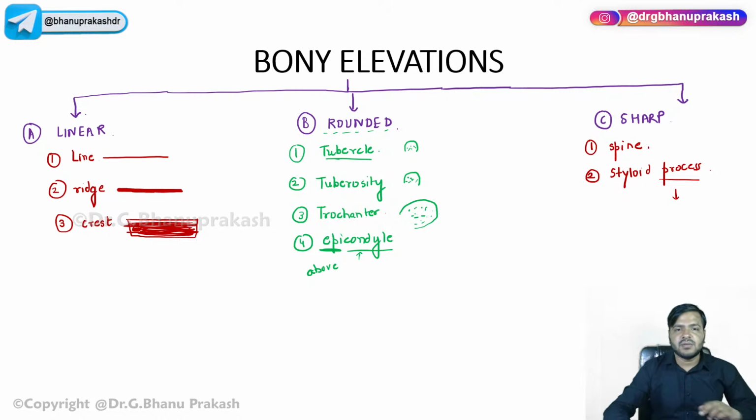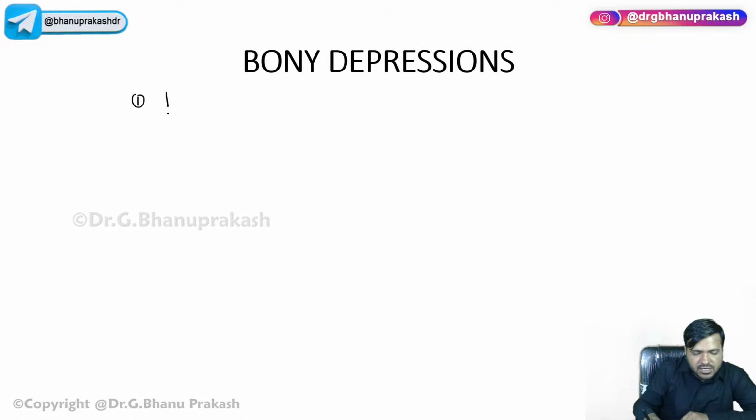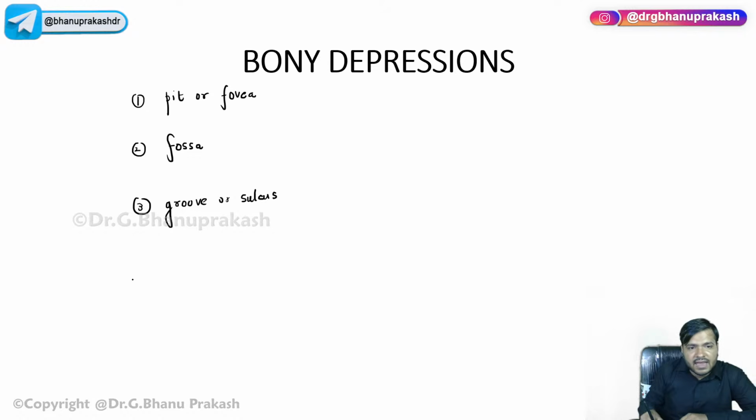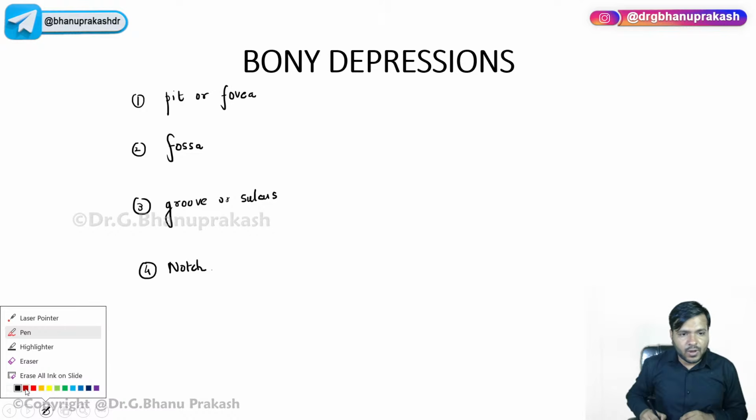Now coming on to the next one, that is the bony depressions, guys. In this case, try to remember we have four types. We have pit or fovea, the fossa, the groove or sulcus, and there is something called the notch. Let us try to understand this one by one.